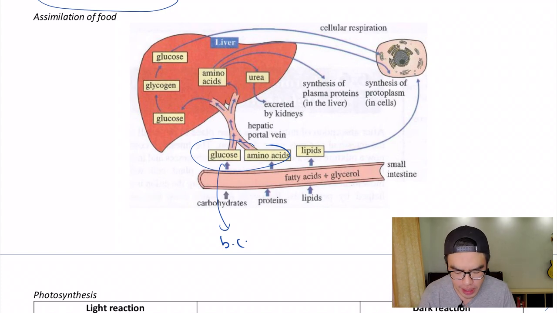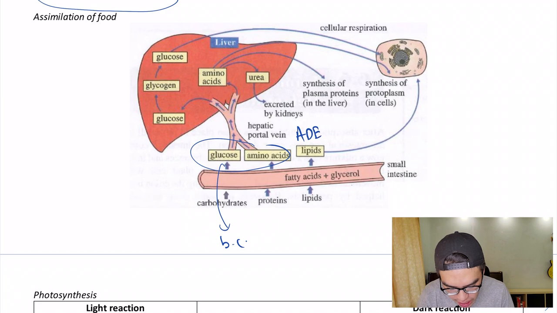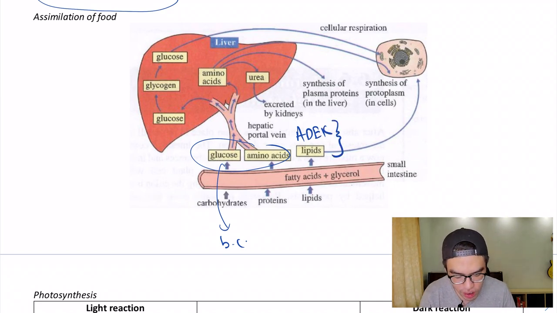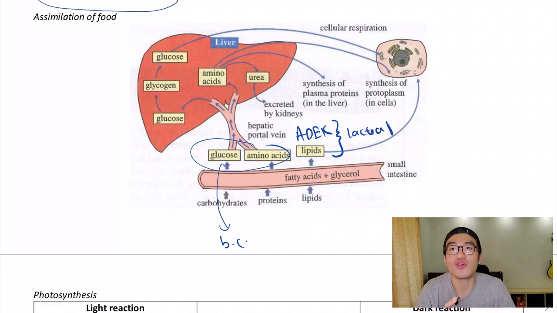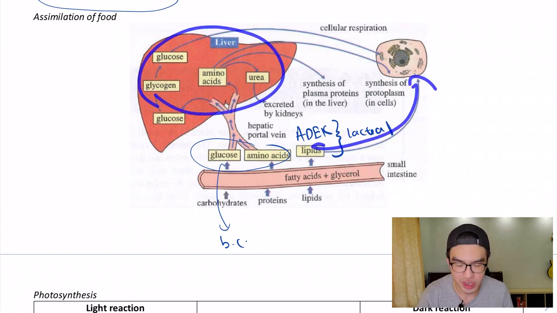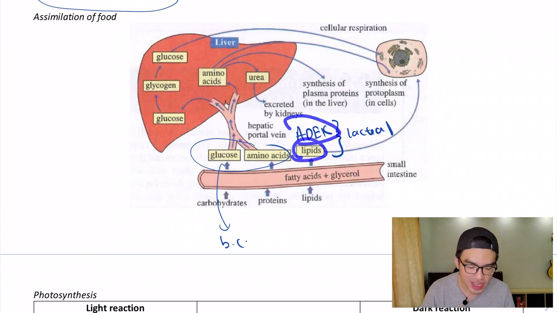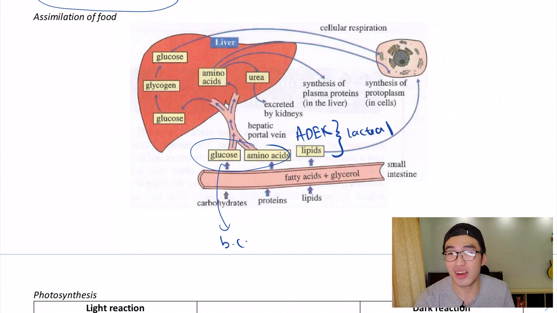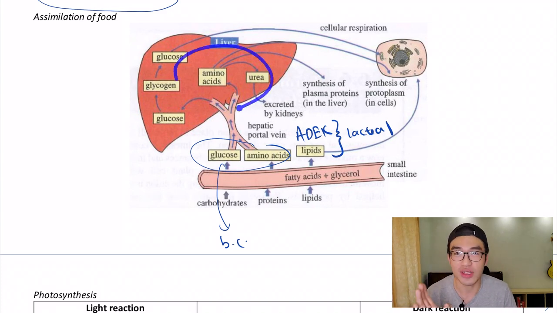Right, so lipid and vitamins A, D, E, K will not go into your blood capillary. They will go into your lacteal, which is part of your lymphatic system. You learn this in Form 5. So instead of going straight to the liver, they will go straight into your cells. That's why you absorb lipid and vitamins A, D, E, K very quickly, because they don't go through your liver.